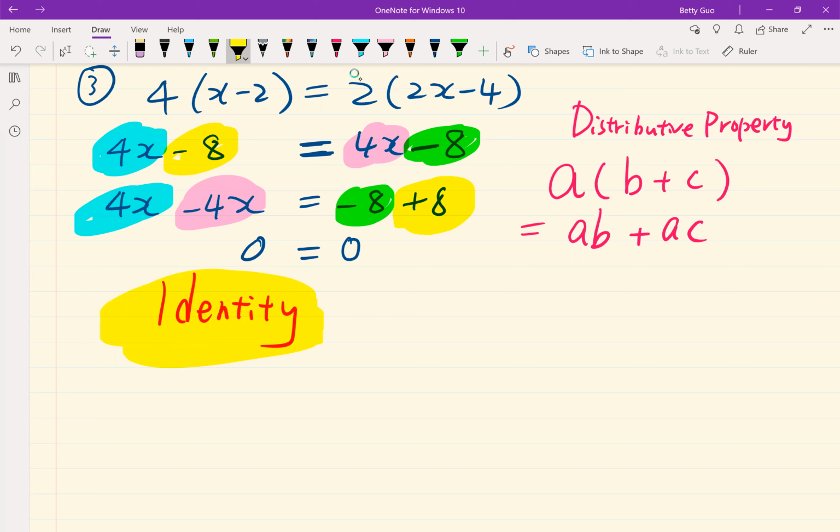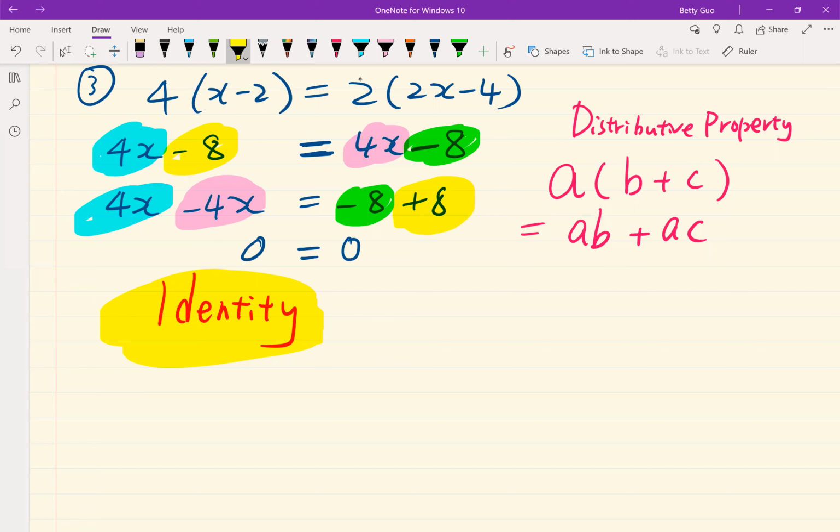Let me say that again. If you have an equation and you try to solve for x, but x disappears and you end up with a true statement like 0 equals 0, then the original equation is an identity. What is an identity? The equation being an identity means the equation is true for any value of x. It means no matter what x equals, the equation is always true. Do you see what I'm saying?